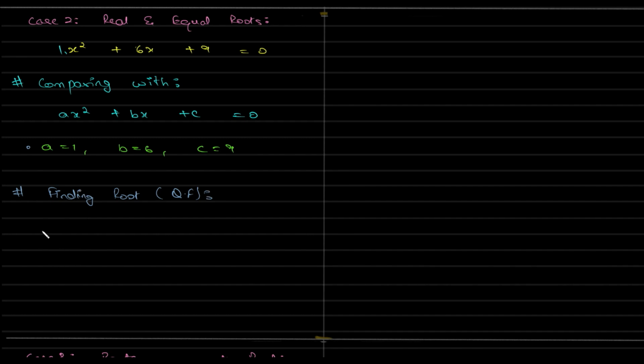So we have d, which is equal to b square minus 4 into a into c. So b is 6 square minus 4 into 1 into 9. So this is 36 minus 36. So this is nothing but 0, right? So let's look at the roots themselves. So x is equal to minus b plus or minus square root of d, brackets open, brackets closed, entire thing divided by 2 into a.